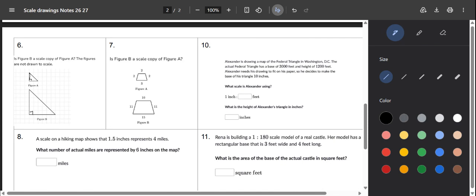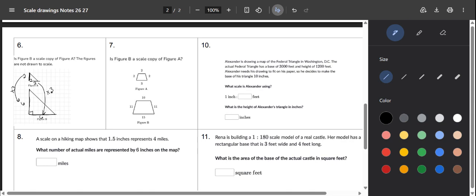And I'm going to look at this side right here. That is 2 units tall. Looking at this side, 2, 4, 6 units. Okay, great. I know that to go from 2 to 6, I would multiply by 3. Now let's look at the bottom side. 1, 2, that is 2 units. And that is 6 units. To go from 2 to 6, I'm multiplying by 3.